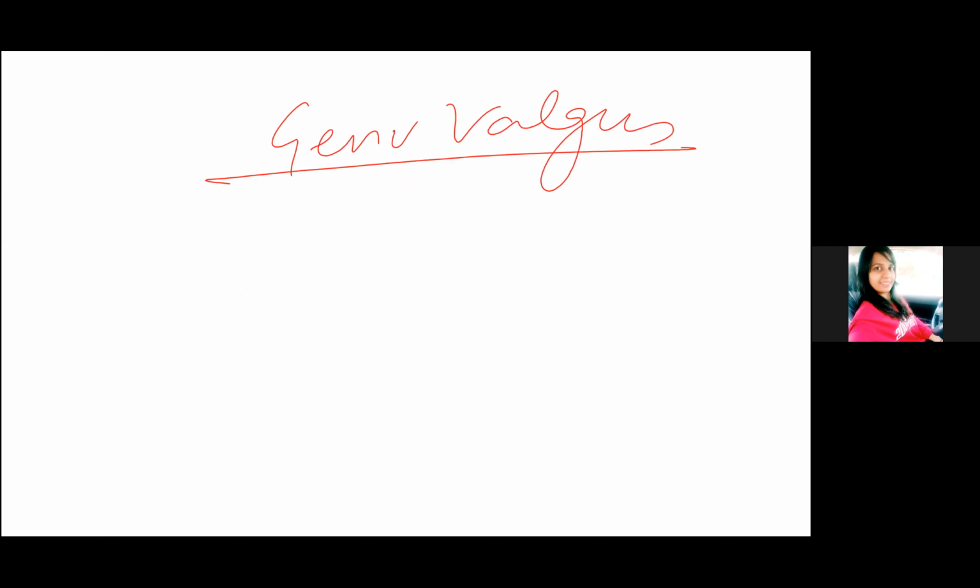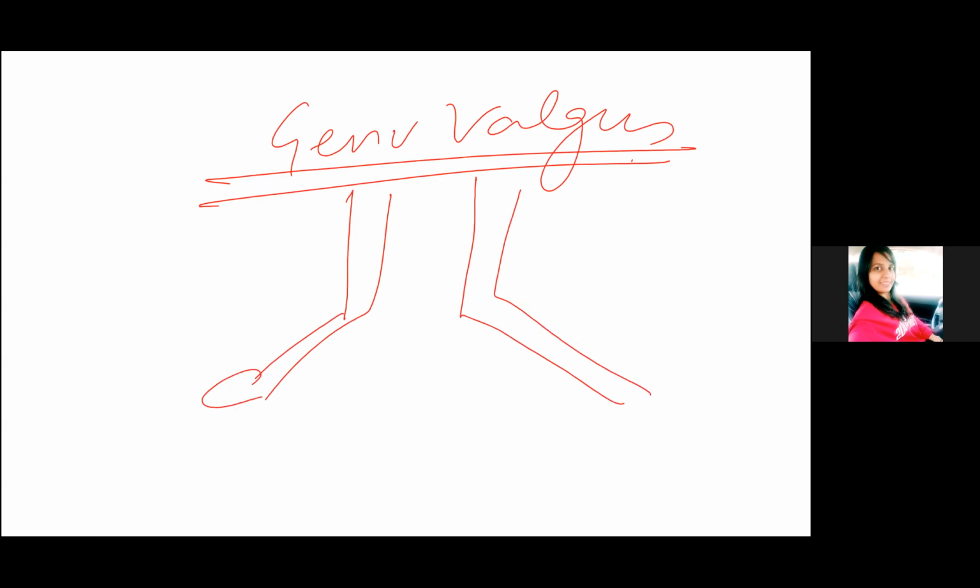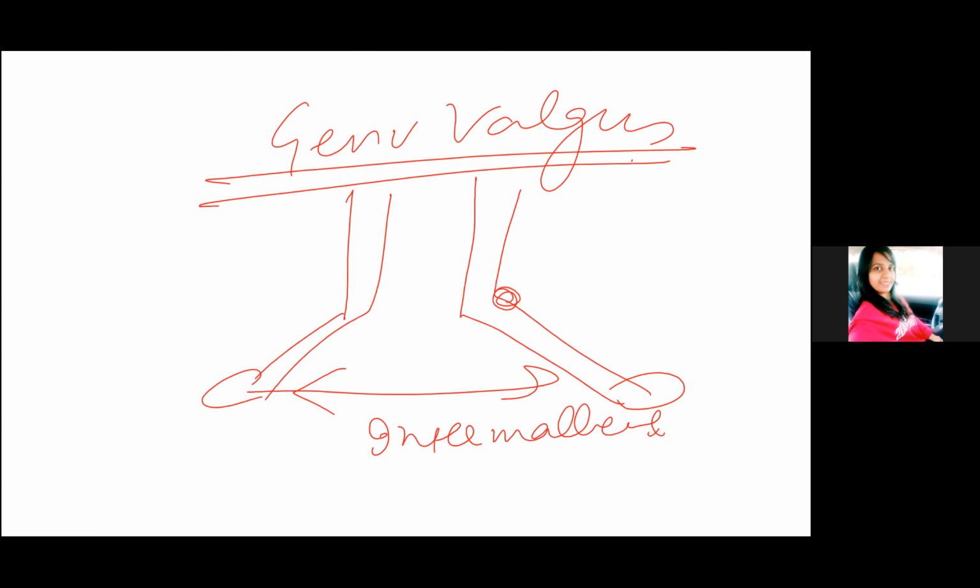Then we have genu valgum. In genu valgum, there will be an increase of intermalleolar distance. In the same way, if there is a restriction of growth at the lateral side and more growth at the medial side, you will do epiphysiodesis or staples or plates on the medial side.